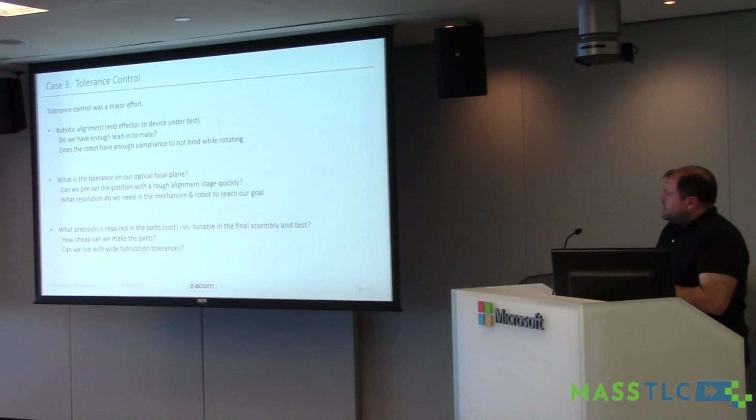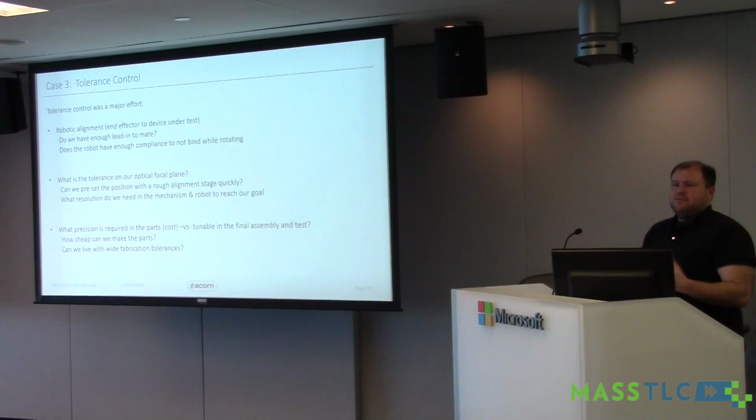Talk a little bit about tolerancing here on the high volume products. This was really critical. Again, on the robotic side, do we have enough lead-in? Where does the compliance come from? How much do we need? How repeatable would this be? The difference between being 99.9% successful and 99.999% successful is a huge deal in that kind of volumes.